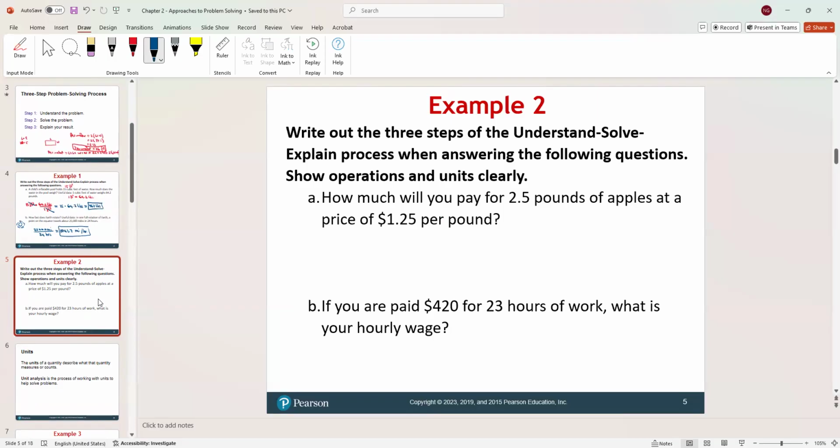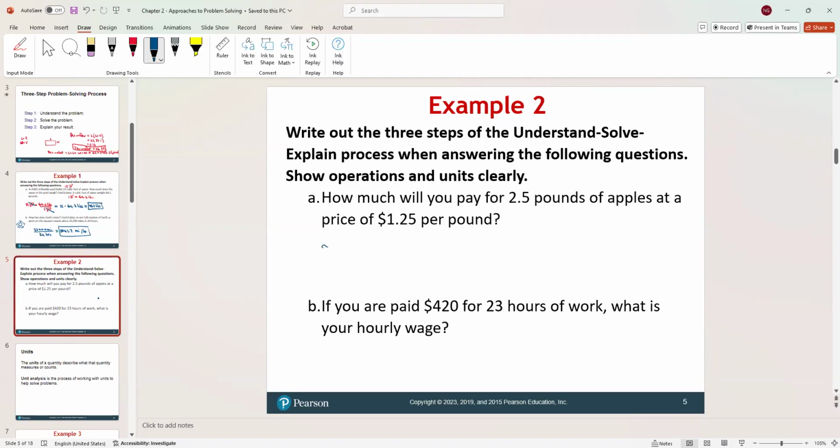write out the 3 steps of the understand, solve, explain process when answering the following questions. Show operations and units clearly. For this first example, they ask how much will you pay for 2.5 pounds of apples if 1 pound costs $1.25? What would you do? Yes, you got it.